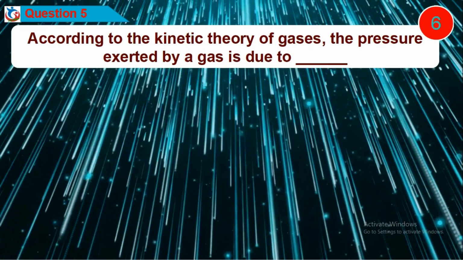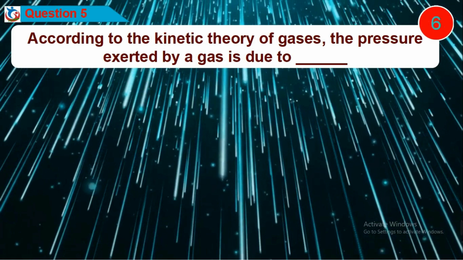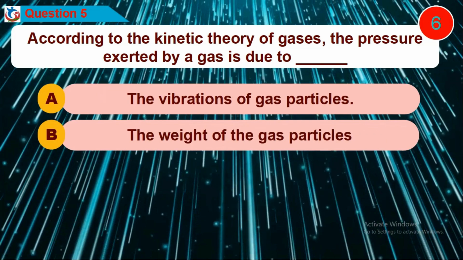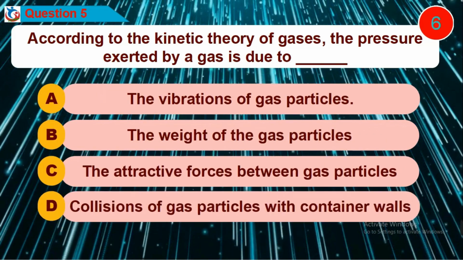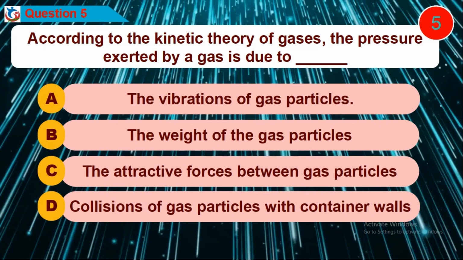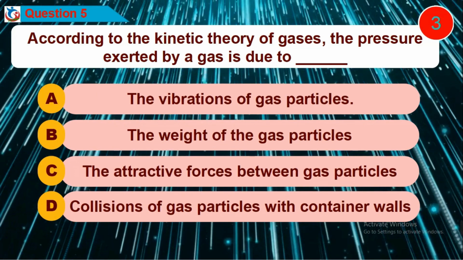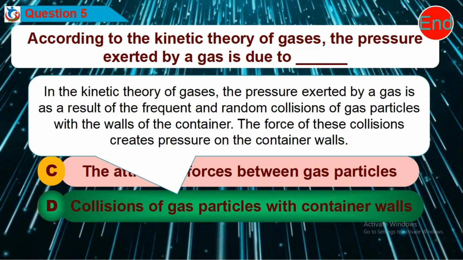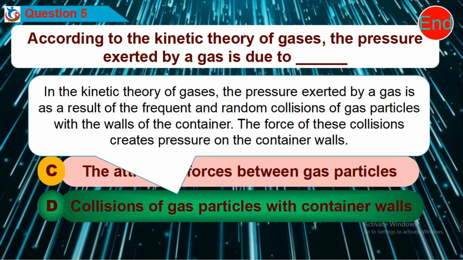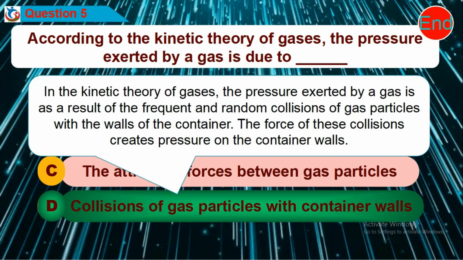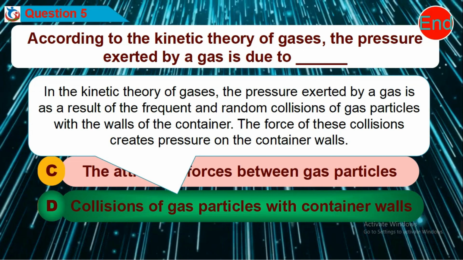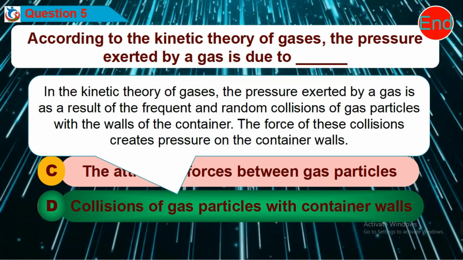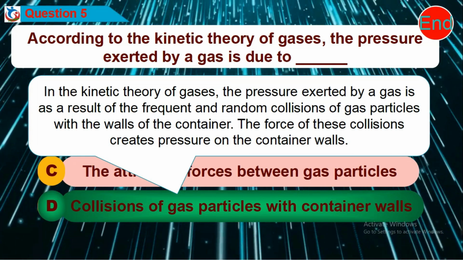Question 5. According to the kinetic theory of gases, the pressure exerted by a gas is due to dash. Is it option A, B, C, or D? In the kinetic theory of gases, the pressure exerted by a gas is a result of the frequent and random collision of gas particles with the walls of the container. The force of these collisions creates pressure on the container walls.